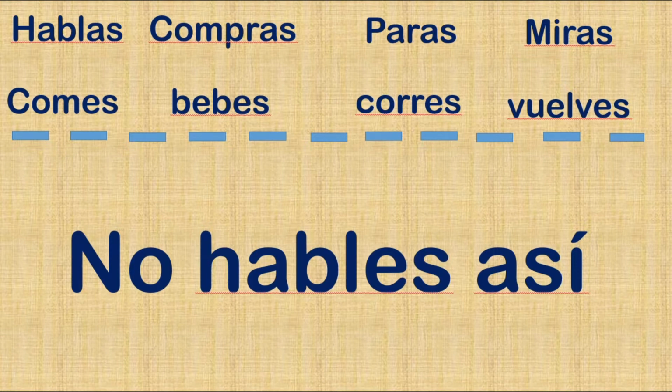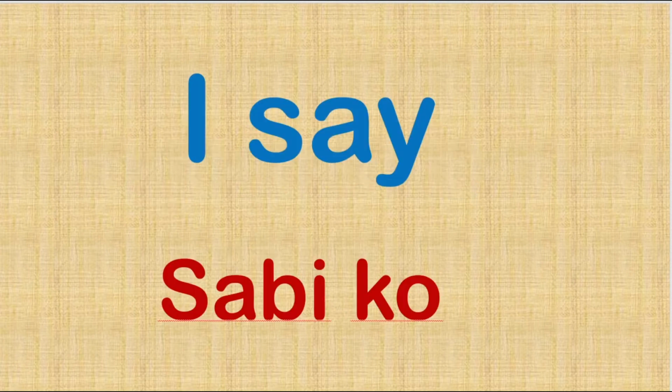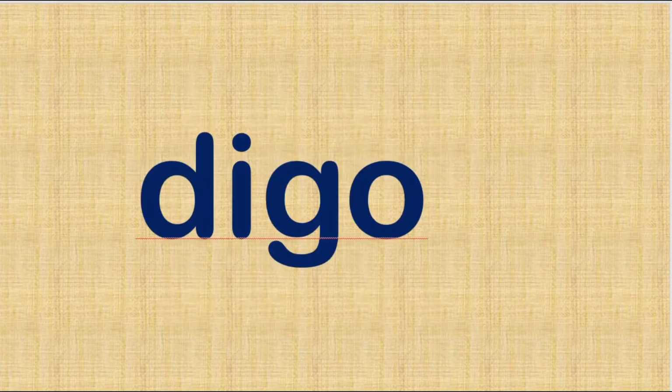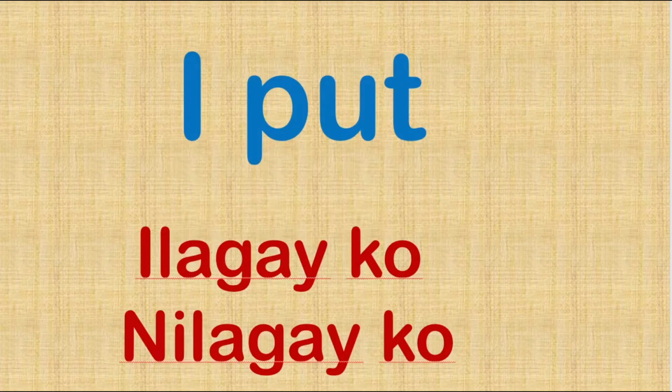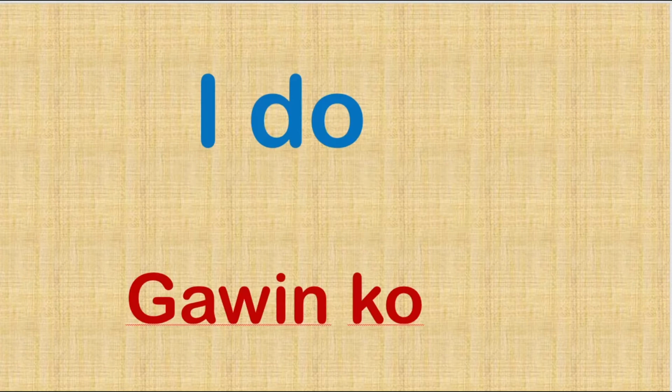Okay, sa Spanish, they have what they call go verbs. But it doesn't mean go. They just call it go because the verb ends with go. So how would you say I say, or sabi ko, in Spanish? That would be digo. What about I put? Ilagay ko or nilagay ko. Pongo. And I do? Gawin ko. Hago.